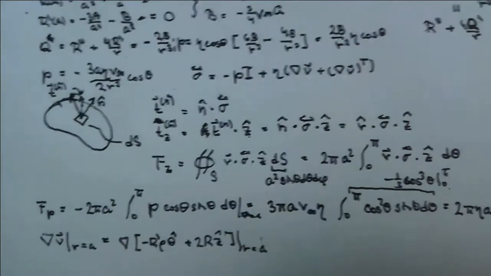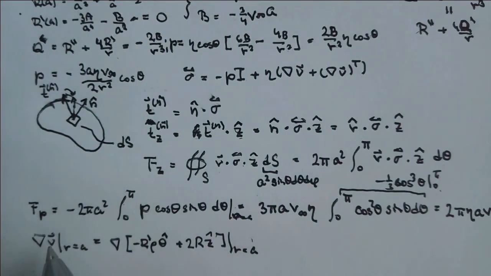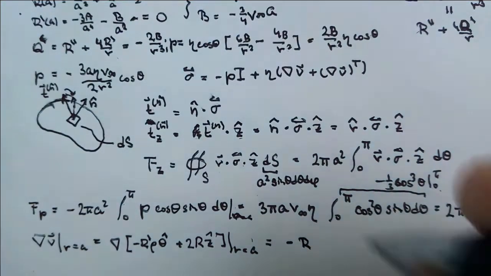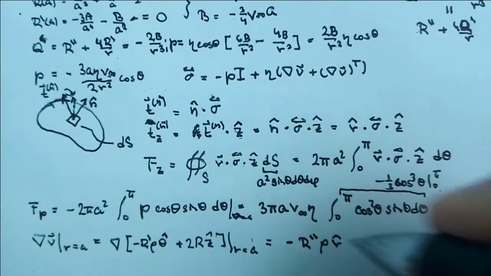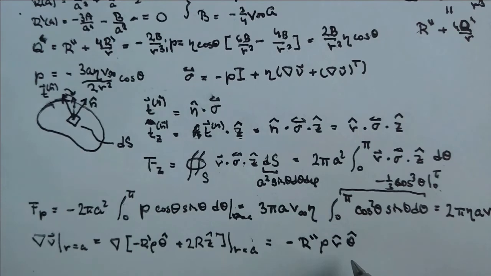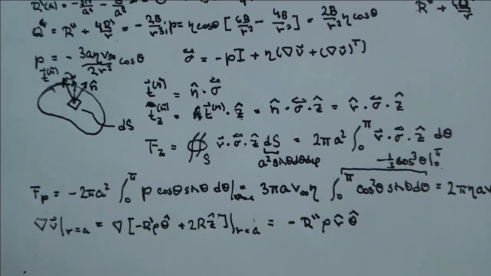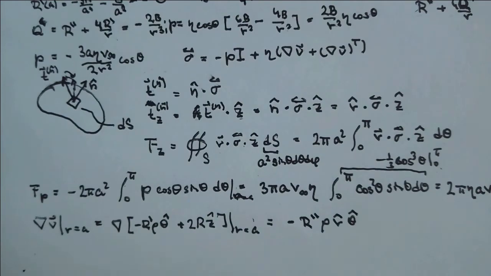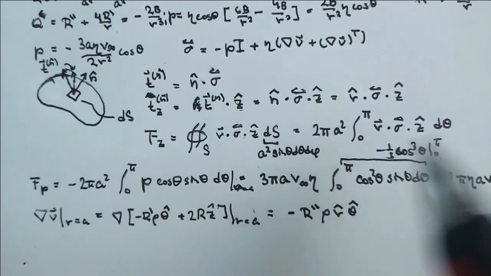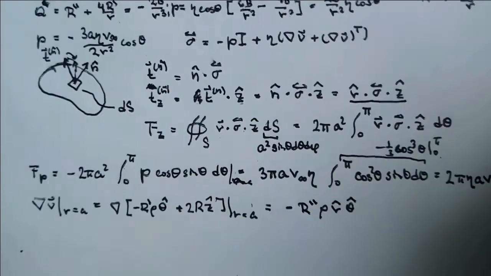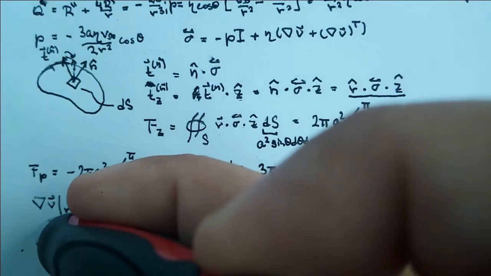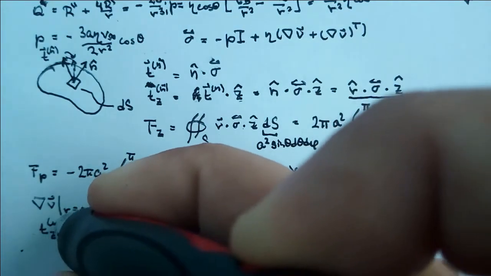Clearly, the only term which will survive is this term, r double prime. That's r double prime minus r double prime, rho remains, and there is r theta hat. From this expression we can compute the force per unit area, which is exactly here. So the force per unit area is T, the z component of it.